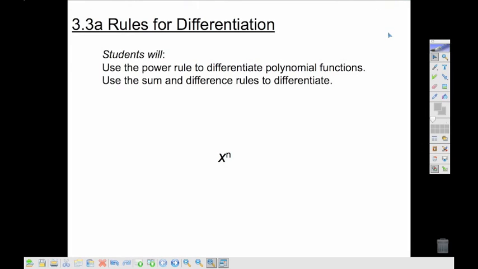Section 3 starts to give a lot of rules to make taking derivatives a lot easier. The first one we're going to look at today is the power rule. The power rule is going to tell us what to do when we just have a variable raised to a power, x to a power, and the shortcuts to deal with that. We'll also be looking at the sum and difference rules, which talk about when we're adding more than one term together.